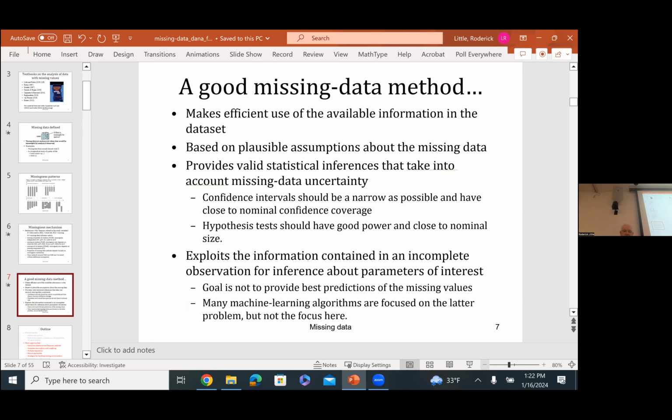And then exploits information in the incomplete observations for inference about parameters of interest. For what I'm going to talk about here, the goal is really to provide good statistical inference. It's not necessarily to provide the best estimate of the missing values. In fact, multiple imputation doesn't give you the best estimates of the missing values, but it's basically a method that's designed to give you good statistical inferences.